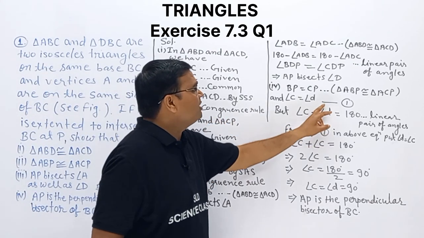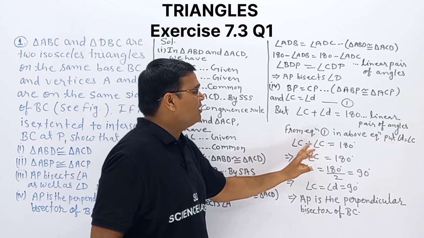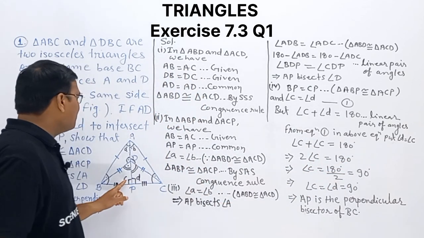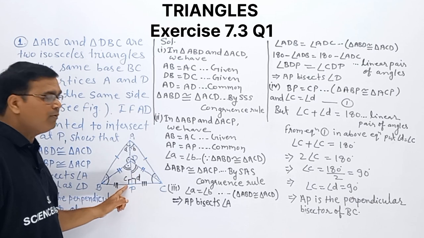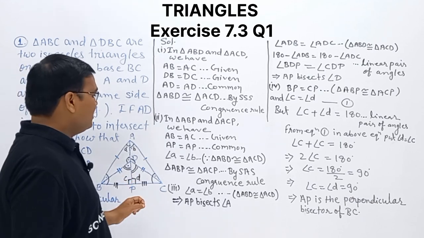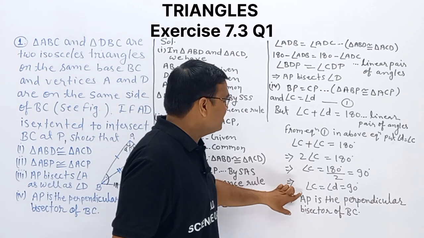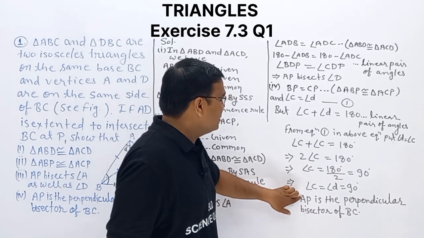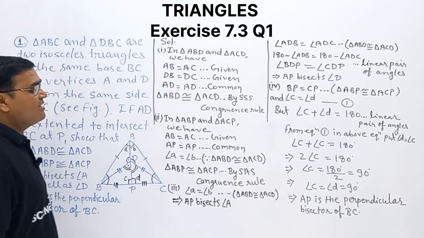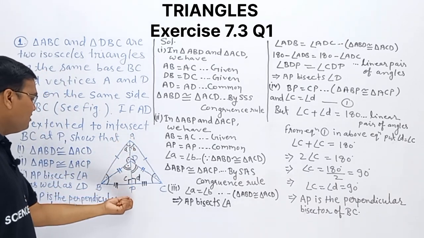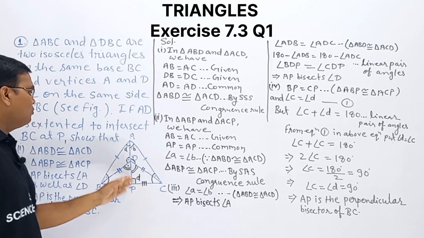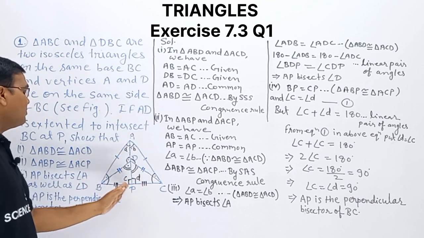So in the place of D we can put angle C. Solving, we are getting angle C equal to 90 degrees. If angle C equal to 90 degrees, automatically the total angle will be 180, so angle D will be 90 degrees. So we can say AP is the perpendicular, meaning 90 degrees, bisector of BC. AP is 90 degrees, or we can say it is perpendicular to BC. So we can say AP is the perpendicular bisector.